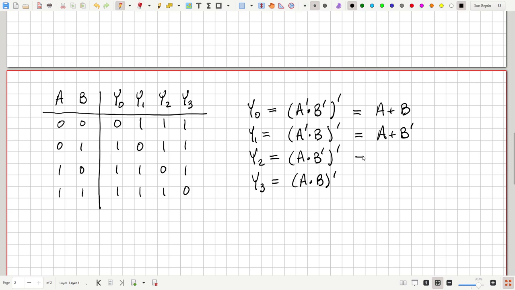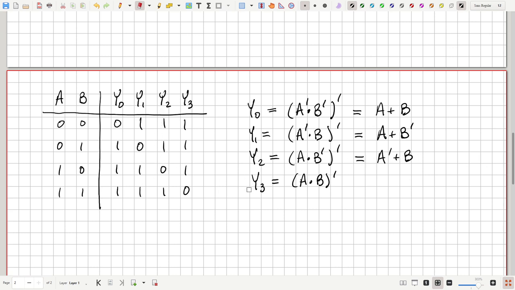How about Y2? It's here, so you're going to get 0 only when A is 1 and B is 0. A is 1 and B is 0. So that's going to be not A or B. That's going to be 0 only when A is equal to 1, so not A is 0, and B is equal to 0. So 0 or 0, in that special case, you get 0. For all other possible values of A and B, you're going to get a 1.